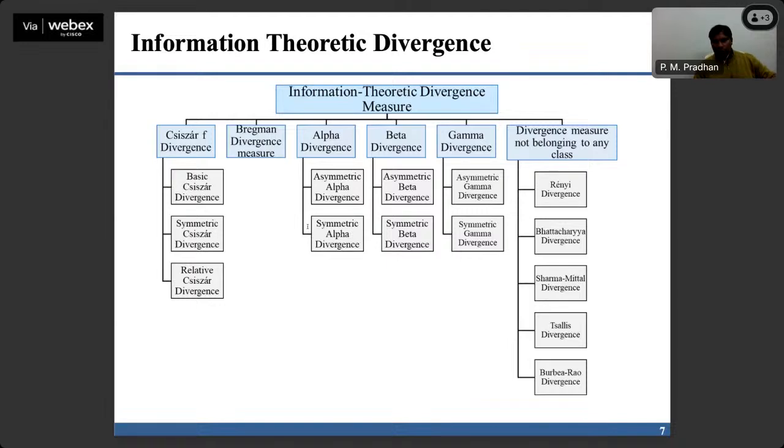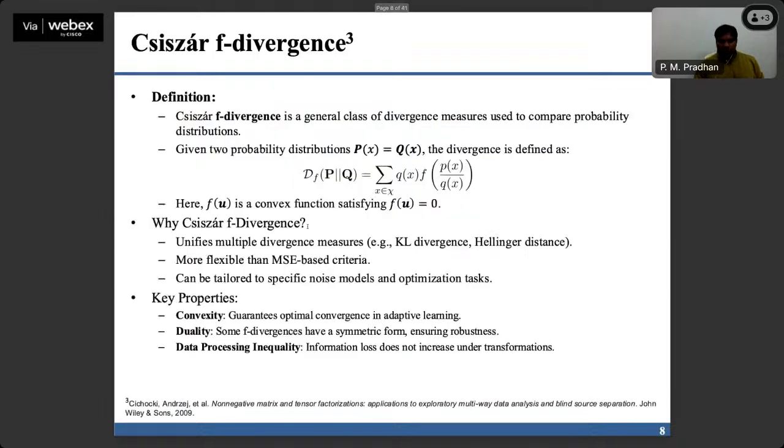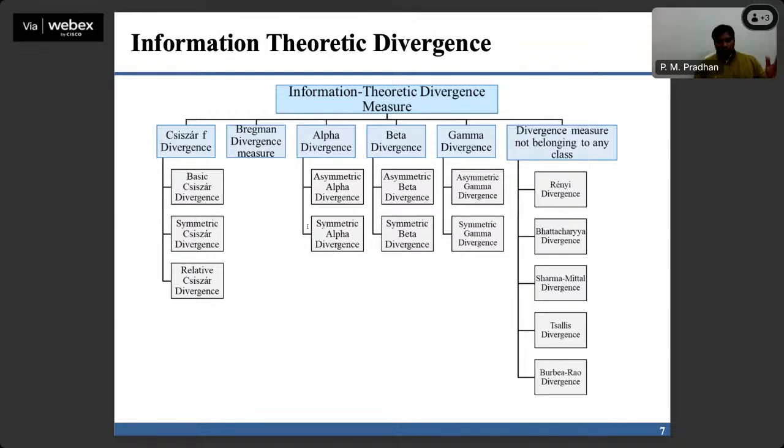Which one to use, you could decide based on your application: what kind of computational complexity and computational time your application can manage. So based on that, you can decide on some divergence measure for the application. Among all these divergence measures, the first one is your Csiszar divergence.